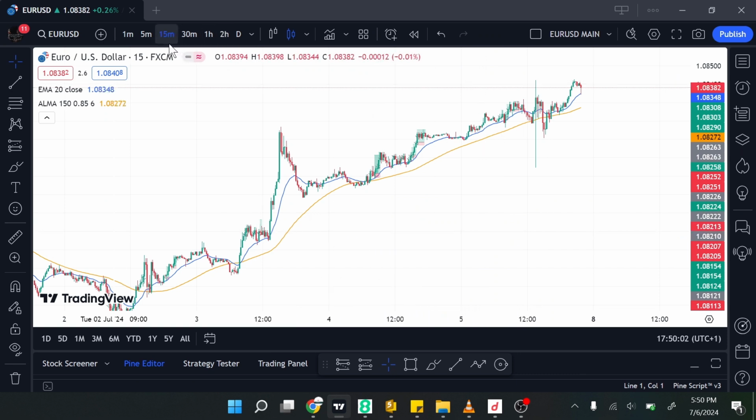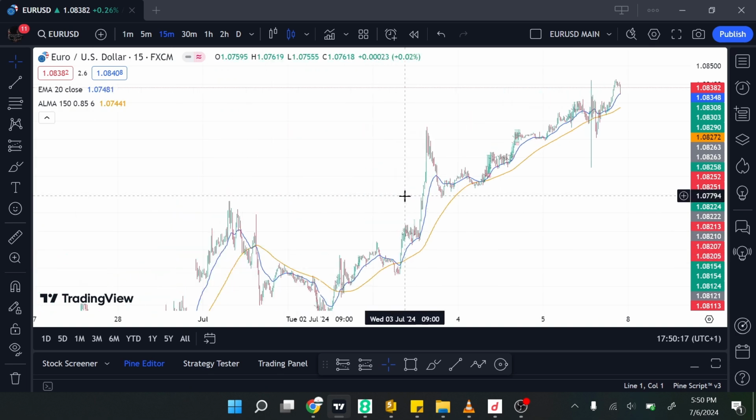Now, the first thing, you go on the 15-minute time frame. The two indicators we're going to be using are the EMA, the exponential moving average, with a period of 20, and the Arnaud Legoux moving average, with a period of 150. Okay. Now, once you've added them, I want you to go to the 15 minutes.